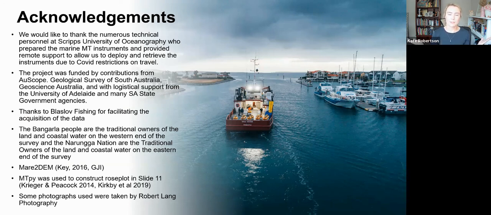Obviously, there's a huge coastal region around Australia, so lots of different questions we can answer, and groups that are willing to collaborate and work on this going forward.